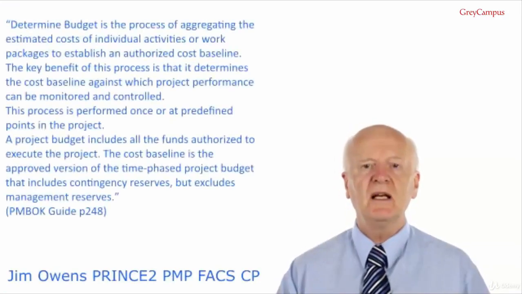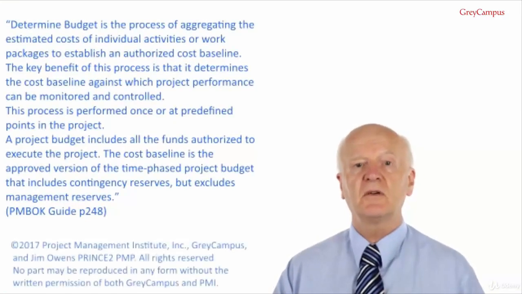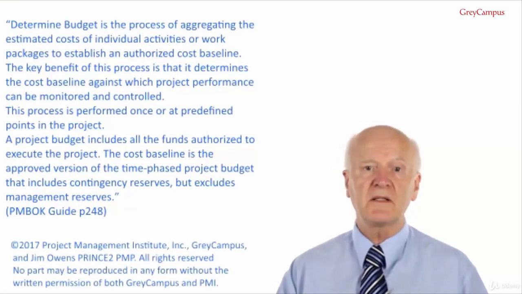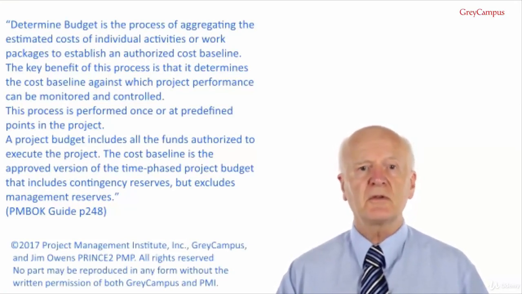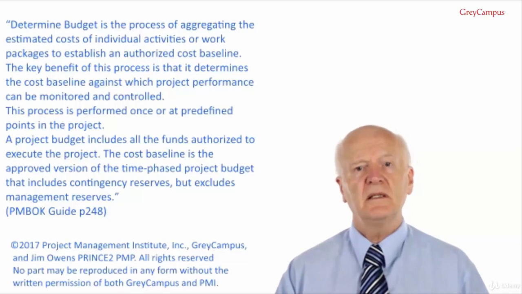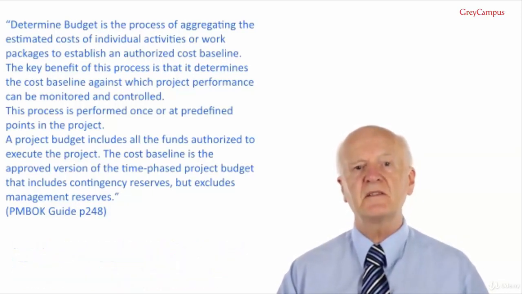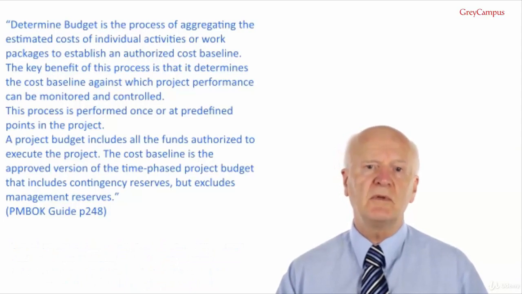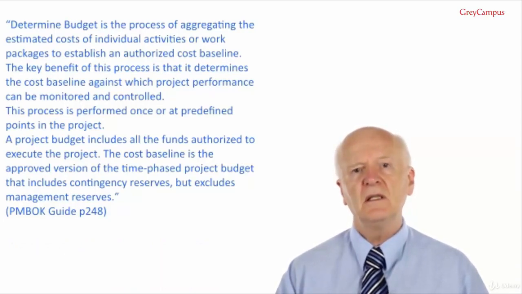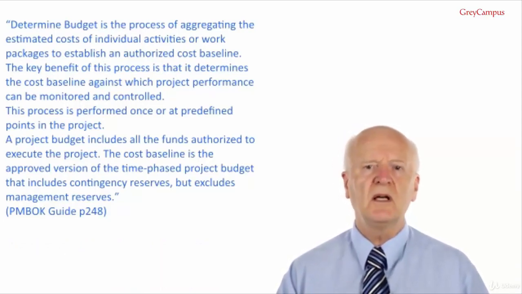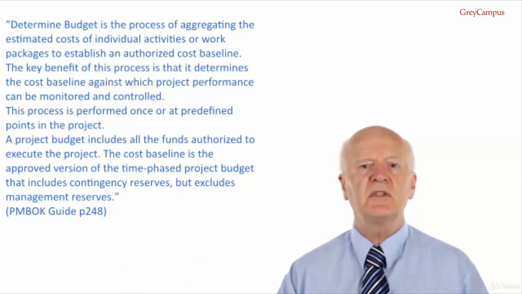7.3 Determine budget. Determine budget is a process of aggregating the estimated costs of individual activities or work packages to establish an authorised cost baseline. The key benefit of this process is that it determines the cost baseline against which project performance can be monitored and controlled. This process is performed once or at predetermined points in the project.